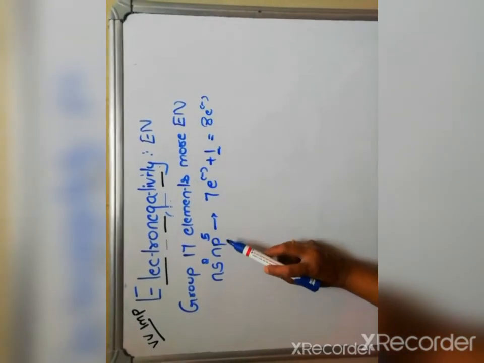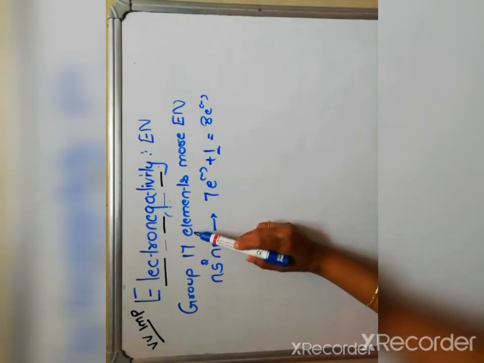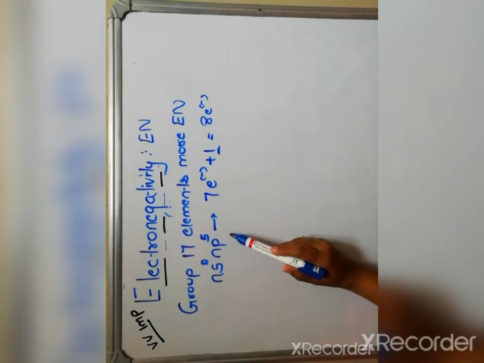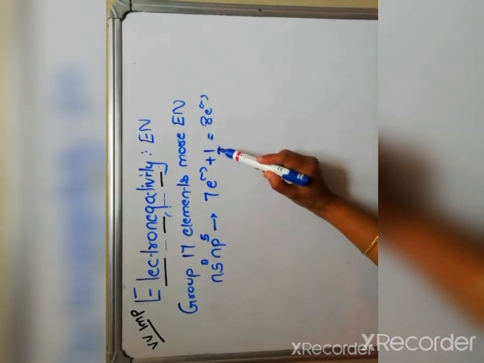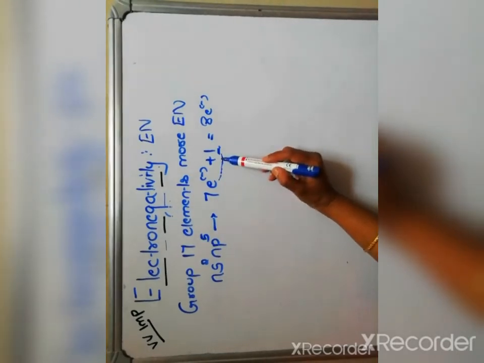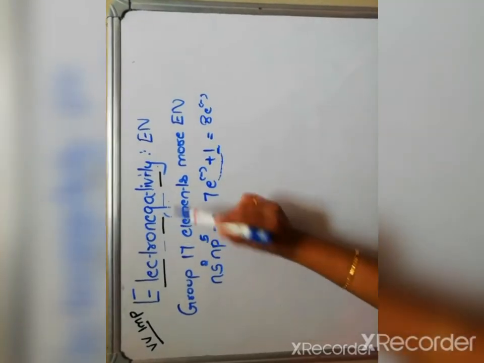So generally, group 17 elements are called electronegative elements, right? Why do we call them electronegative? Because it has the tendency to attract the electron towards itself. For that reason that term is called electronegativity.